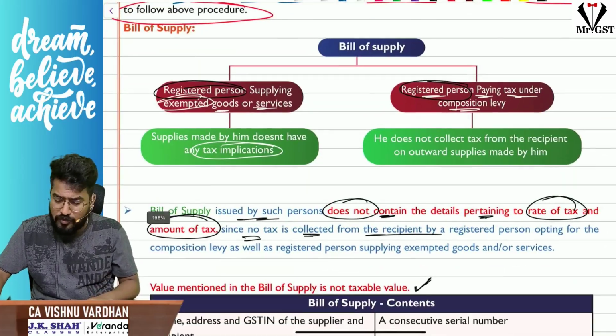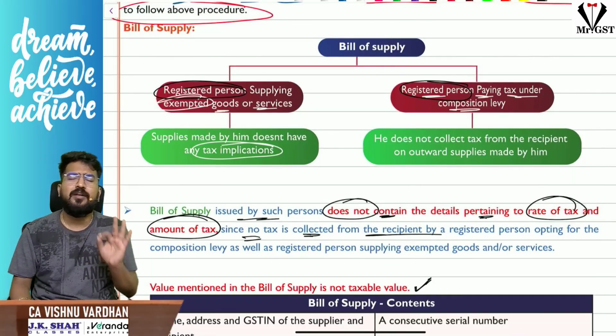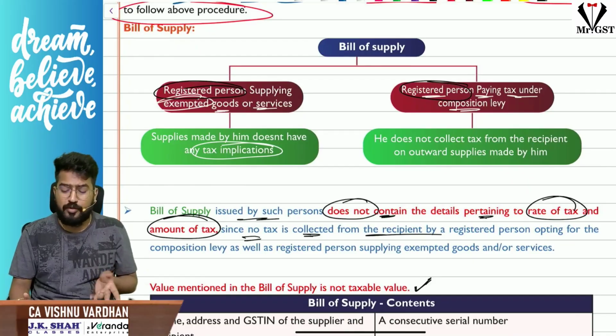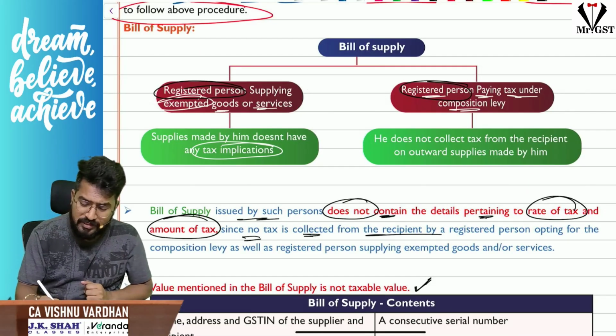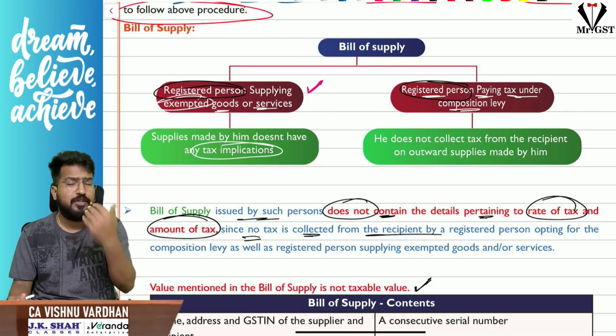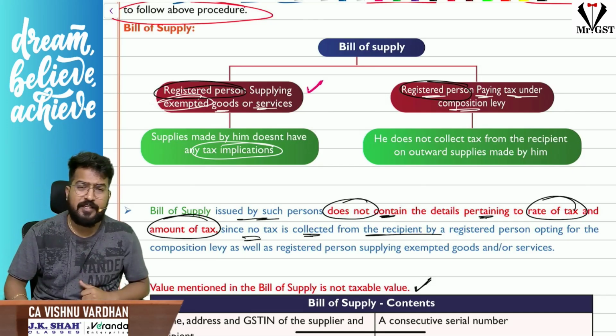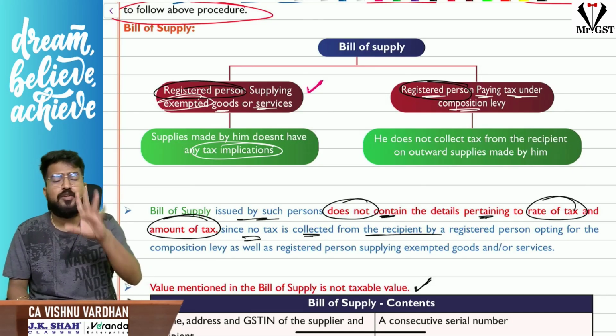Let us move on to bill of supply. The next one, bill of supply, is nothing but simple, sir. You are a registered person. If you are an unregistered person, we will not worry about you. We will not talk about you at all. Sir, you are a registered person, and you are supplying exempted goods or services. When you are supplying exempted goods or services, is there any tax implication in the invoice? No, sir. You cannot collect any tax. So you cannot give tax invoice. So you are giving bill of supply.